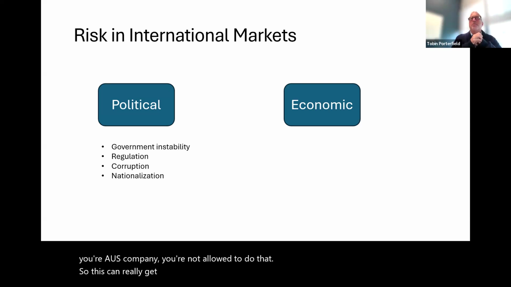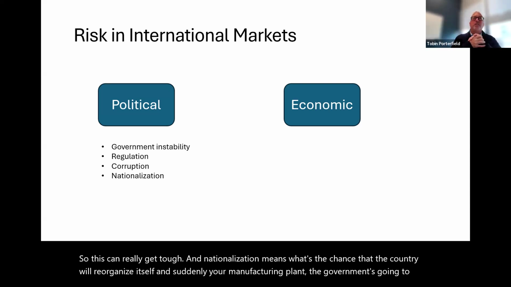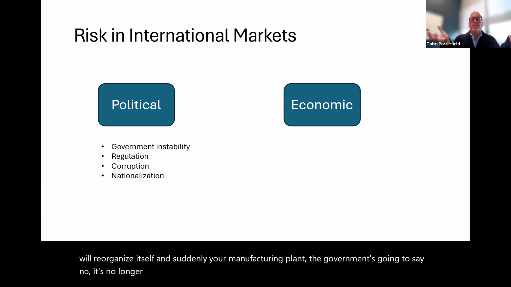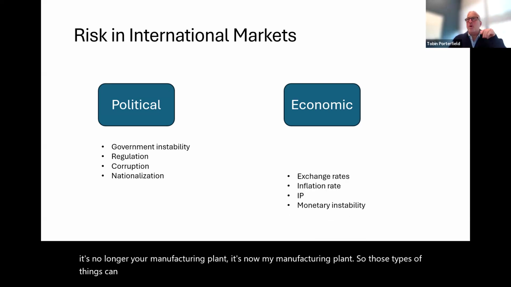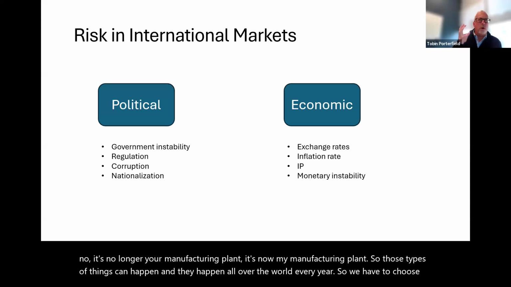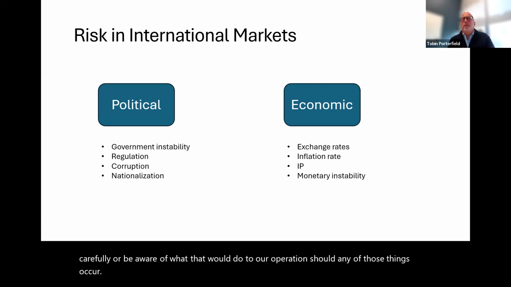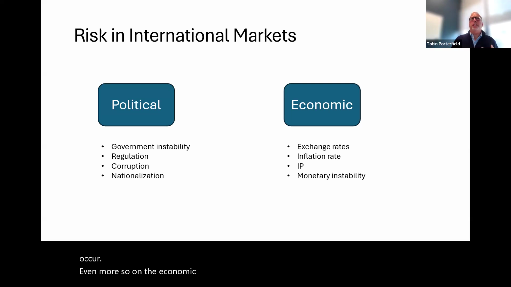And nationalization means what's the chance that the country will reorganize itself and suddenly your manufacturing plant, the government's going to say, no, it's no longer your manufacturing plant. It's now my manufacturing plant. So those types of things can happen, and they happen all over the world every year. So we have to choose carefully or be aware of what that would do to our operation should any of those things occur.